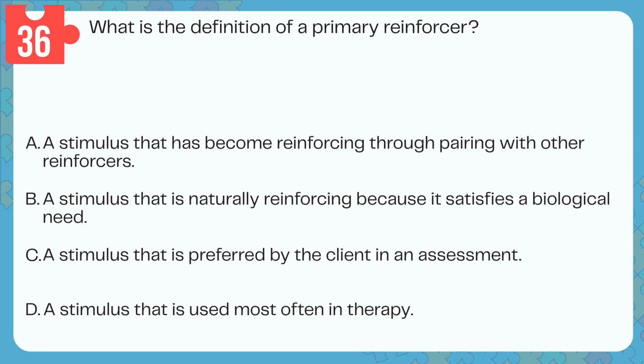Question 36. What is the definition of a primary reinforcer? A. A stimulus that has become reinforcing through pairing with other reinforcers. B. A stimulus that is naturally reinforcing because it satisfies a biological need. C. A stimulus that is preferred by the client in an assessment. D. A stimulus that is used most often in therapy.